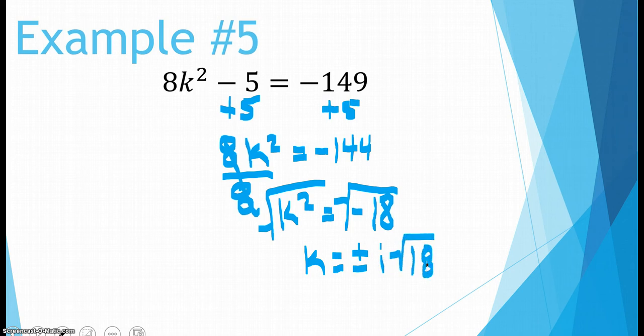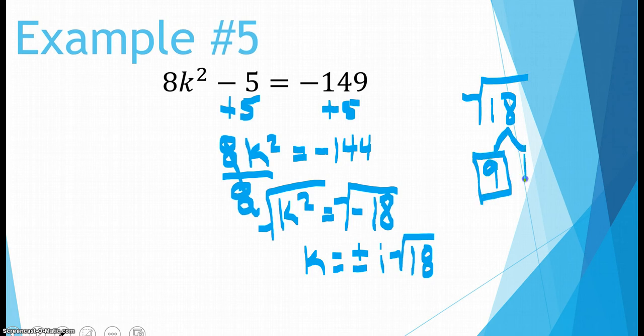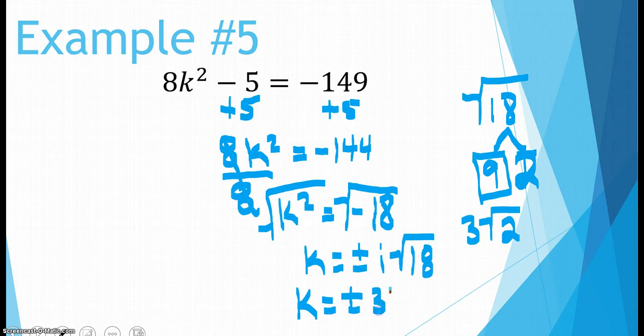But I still have to simplify my square root of 18. So I take out my greatest perfect square, which is 9, and 9 times 2 is 18. So I take the square root of 9, which is 3, and put my 2 back underneath. So now I have k is equal to plus or minus 3i square root of 2.